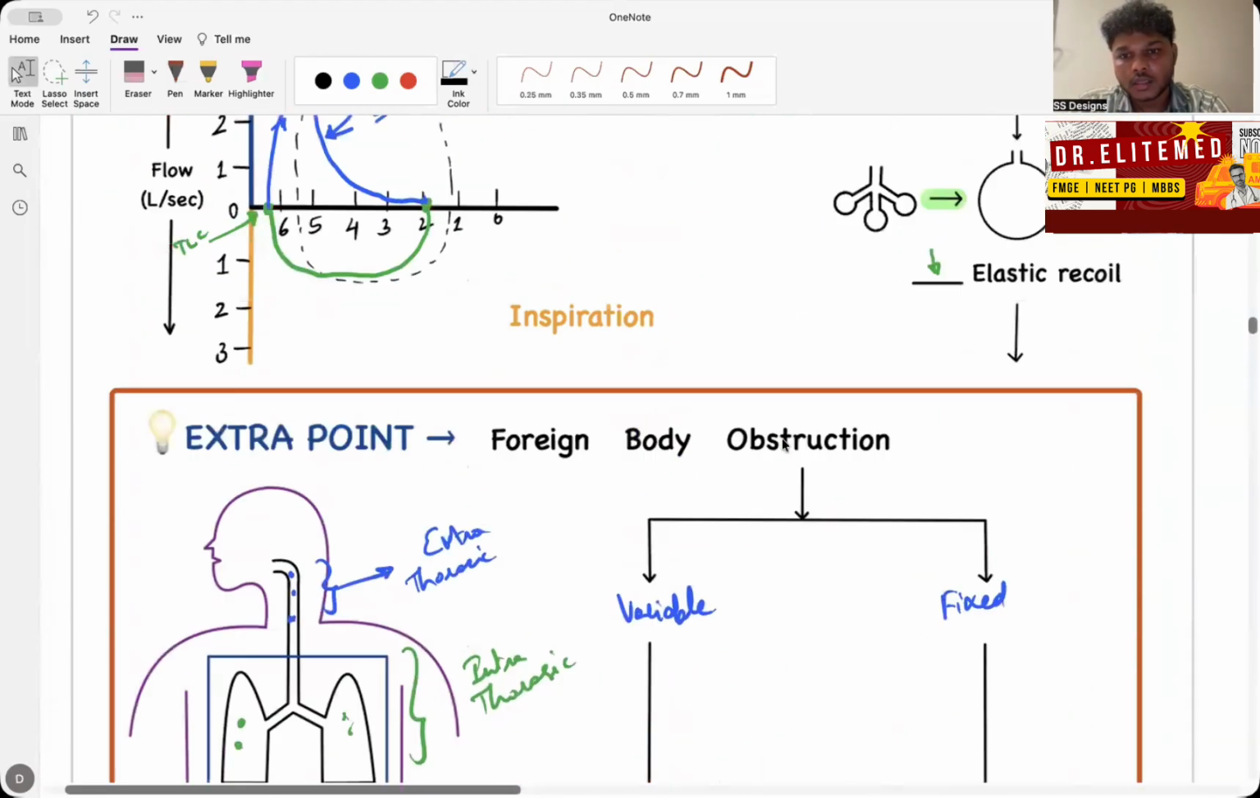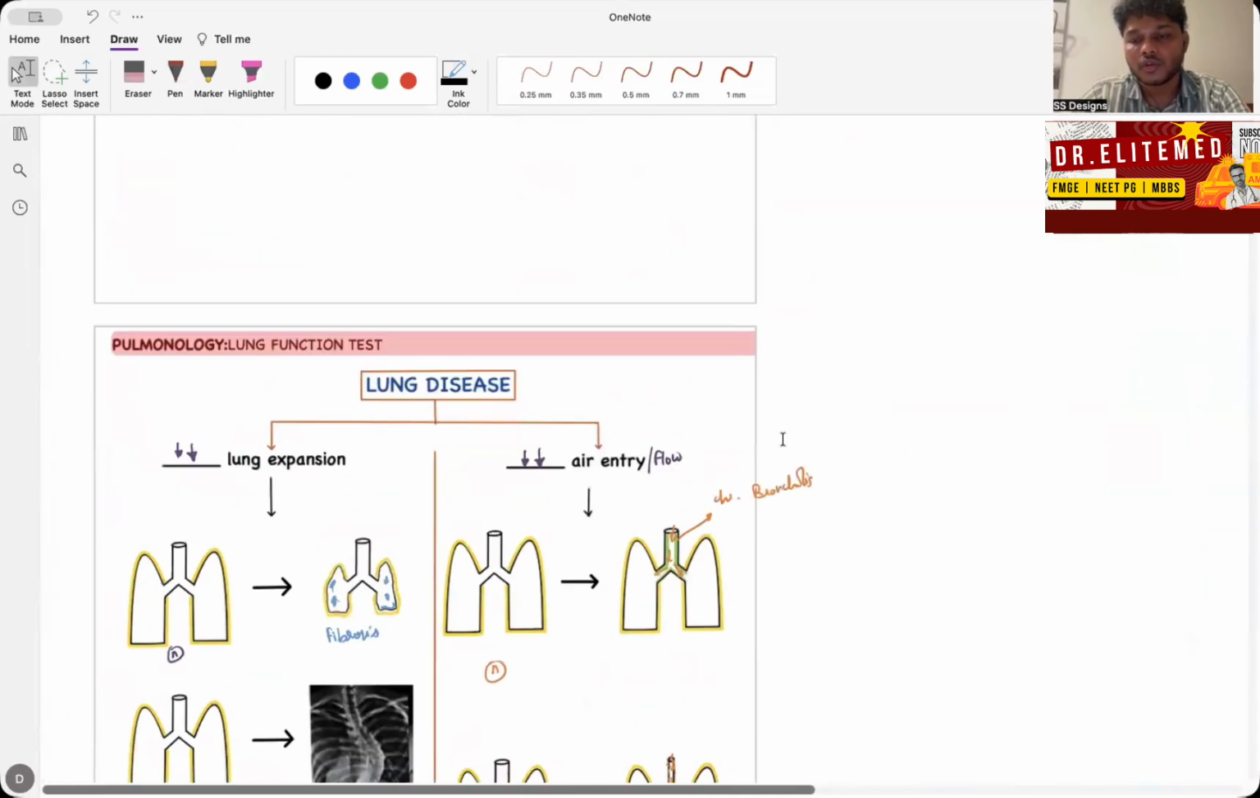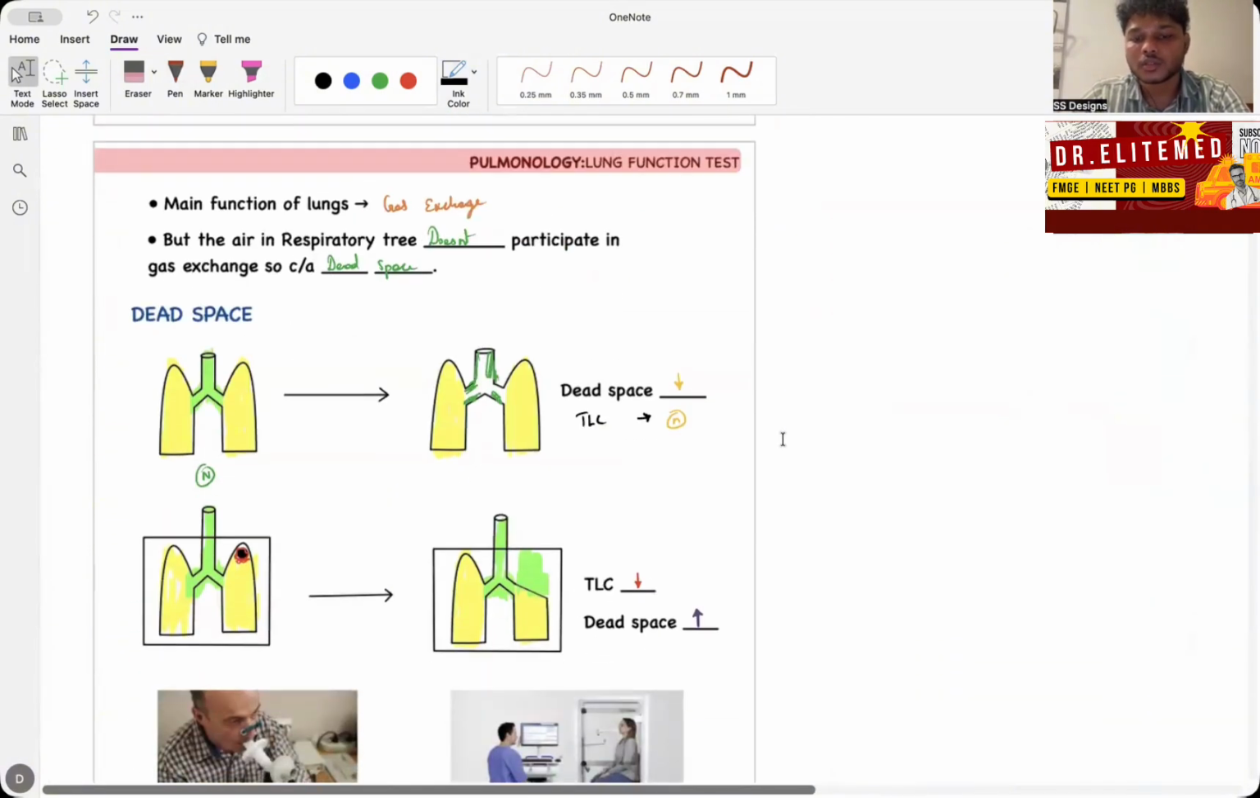So that's it for today. Just go through the concepts. Just do a few MCQs.